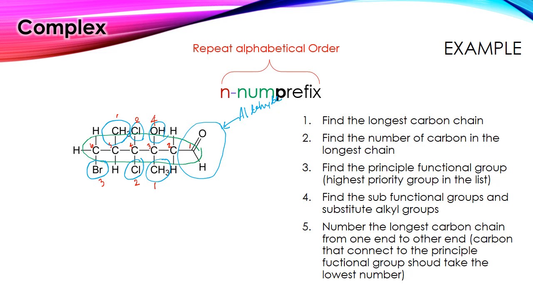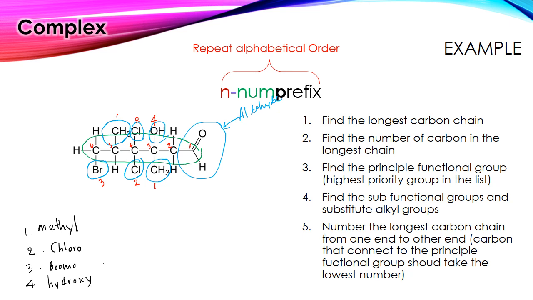Then let's write down the names of these groups. One is methyl, meth for 1 carbon and yl for an alkyl group. The methyl group is there. 2, chloro group. 3, bromo. 4 is hydroxy. Now we know the 4 sub-functional groups attached to this compound.